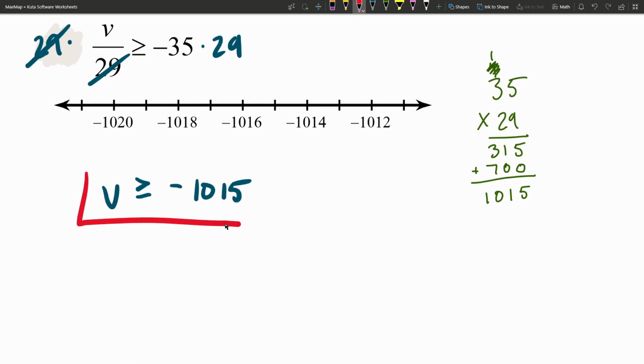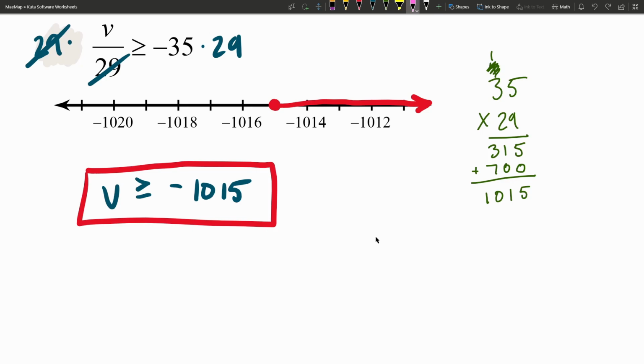So there we have it. v is greater than or equal to negative 1,015. We're going to find that on our number line, which occurs between negative 1,014 and negative 1,016. It's going to be this tick mark here. We're going to circle it, shade it in, and then shade all the values to the right. And there we have it.